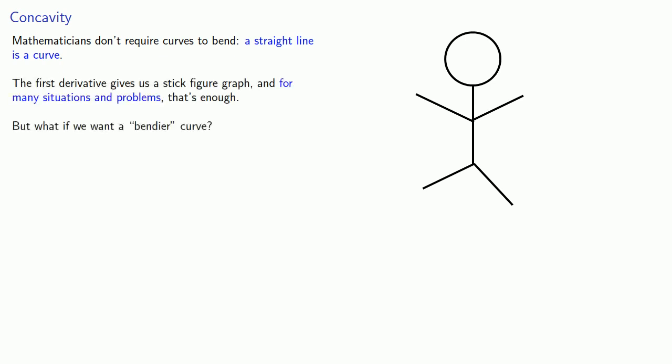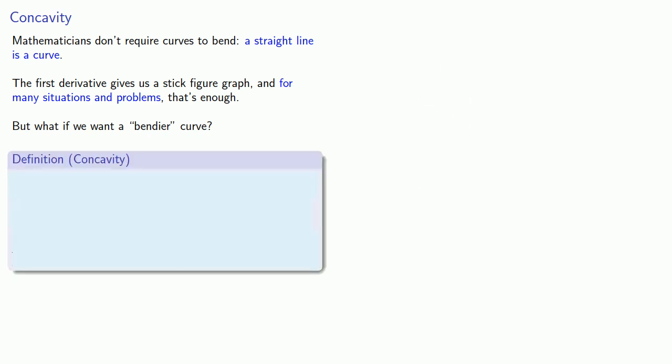But what if we want a bendier curve, something that looks more like what people expect when we mention the word curve? In art, if you want to go from stick figures to the Mona Lisa, you need to learn about contrast and shading and tinting and so on. And in mathematics, we have to learn more about concavity. Concavity is a geometric concept, and there are several ways of introducing concavity, but because we're talking about tangent lines, let's talk about concavity in the context of these tangent lines.